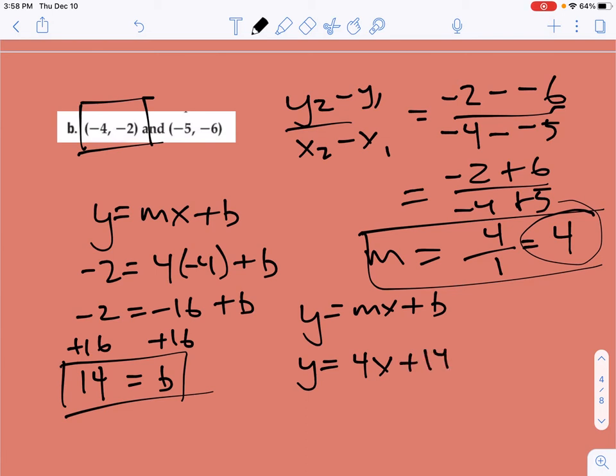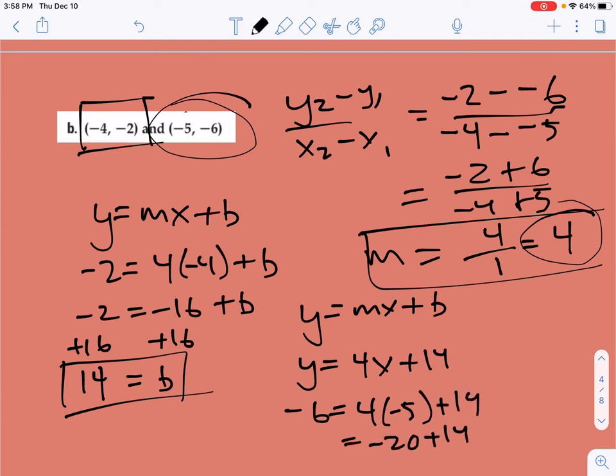All right, now let's see if this works by plugging this other point in. So y is negative 6. 4 times negative 5 plus 14. Well, you get negative 20 plus 14 over here, and you get negative 6. And sure enough, look at that. Negative 6 is equal to negative 6. You have an equality. This absolutely works.